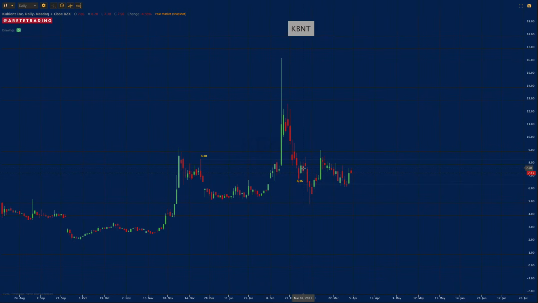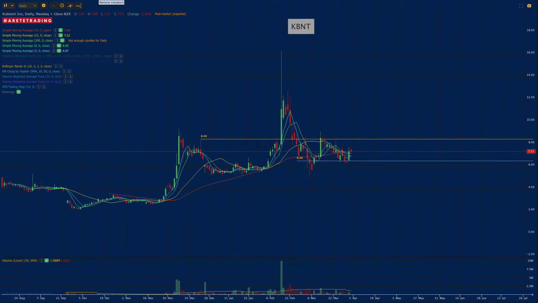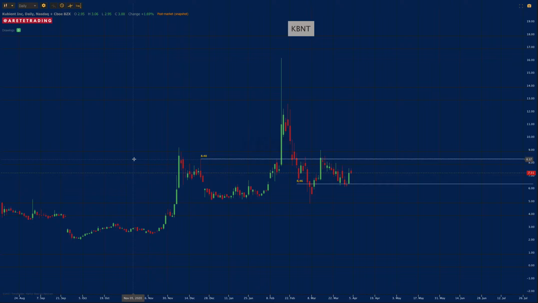You really don't even need moving averages. They're probably just all going straight across. So just looking at price, you should be able to see this. You've got to get above 840 and close above 840. If you don't close above 840, there's really no reason to own this.